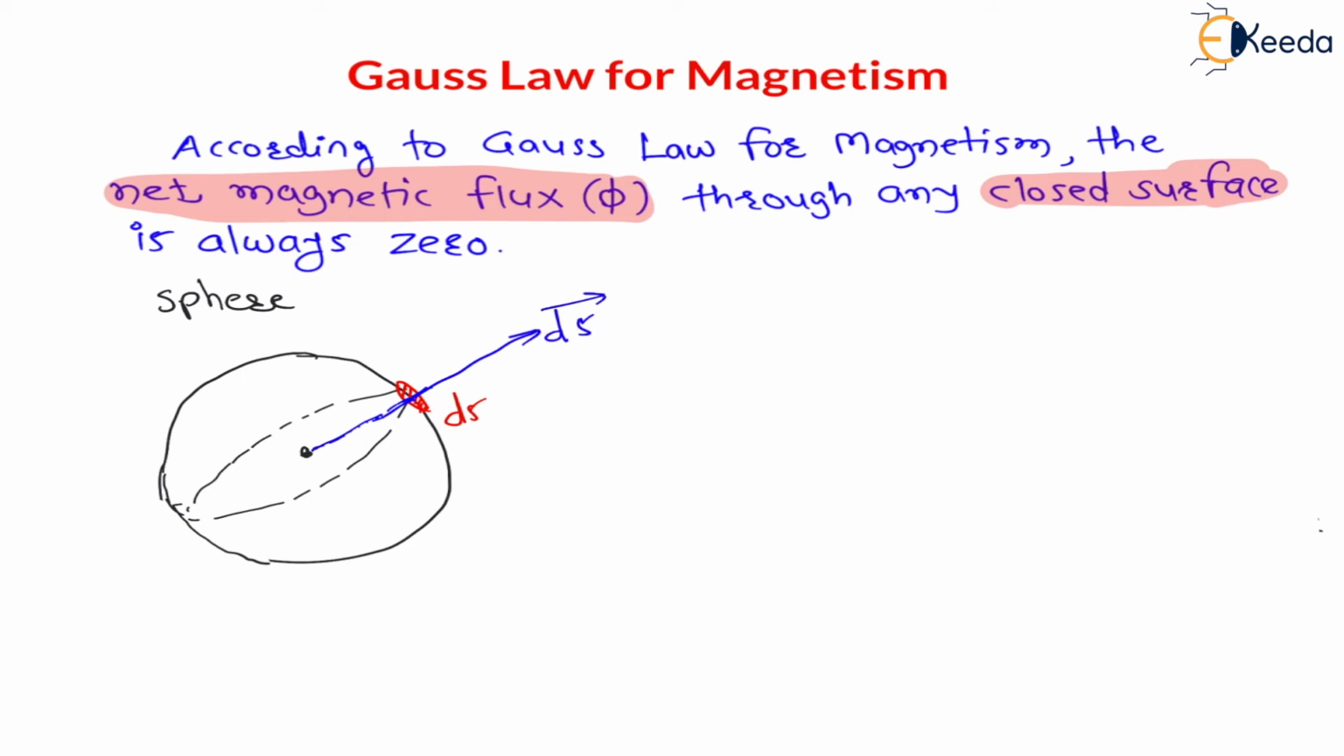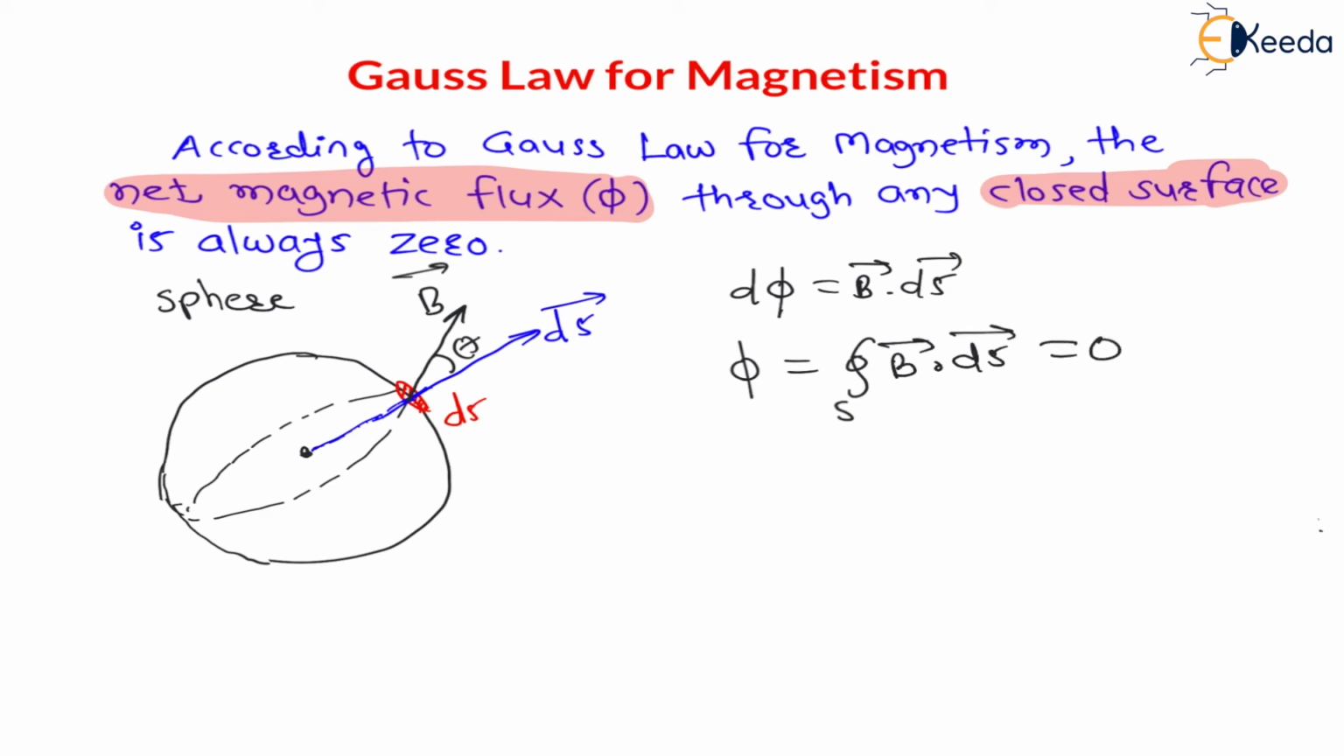Let us say at this location the magnetic field may be passing anywhere. Let us say the magnetic field B is passing like this, and the angle is theta. So my dear students, if I want to calculate dφ through a very small area, this will become B dot dS. If I want to calculate for the entire area, I have to integrate for the closed surface, with the closed surface integral symbol, and it will become ∮B·dS, and this is always equal to 0. Because for one positive flux there is always one negative flux.